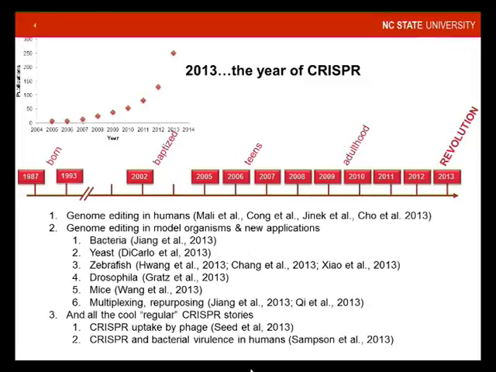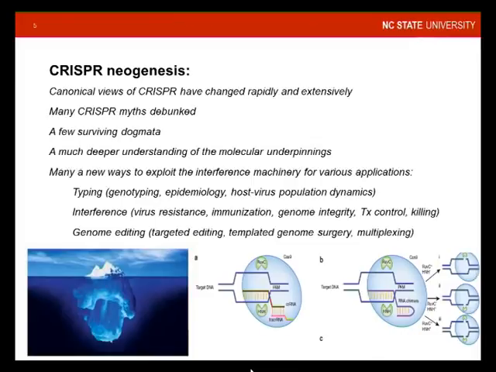The rate of new knowledge generation has had a dramatic impact on a few things. Obviously, our canonical views of the CRISPR mechanism of action have changed rapidly and extensively in the recent past, and many CRISPR myths have been debunked. Nevertheless, a few surviving dogmas have allowed us to really leverage those systems for sequence-based targeting and reprogramming, and a continued deeper understanding of the molecular underpinnings of the processes will allow many scientists to really harness the biochemical potential of those fantastic proteins. And as of late, there are several different primary research avenues to exploit the interference machinery for various applications.